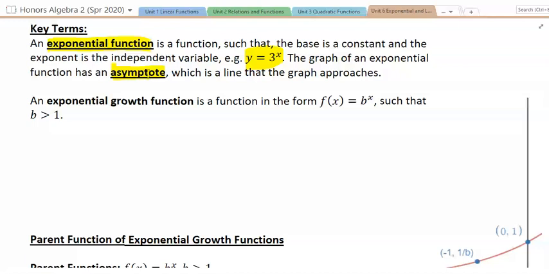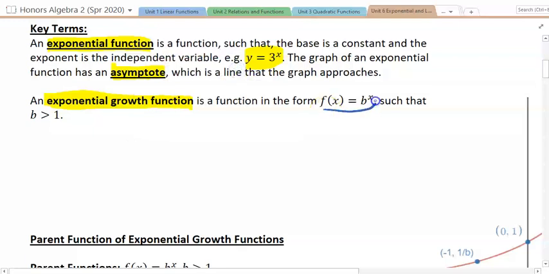Now, there's two types of functions like we talked about in the objective, an exponential growth function and an exponential decay function. We're going to start with growth for the first half of this lesson, and we'll look at decay in the second half. Now, an exponential growth function is any function that can be written in the form f of x is equal to b to the x such that b is greater than 1.